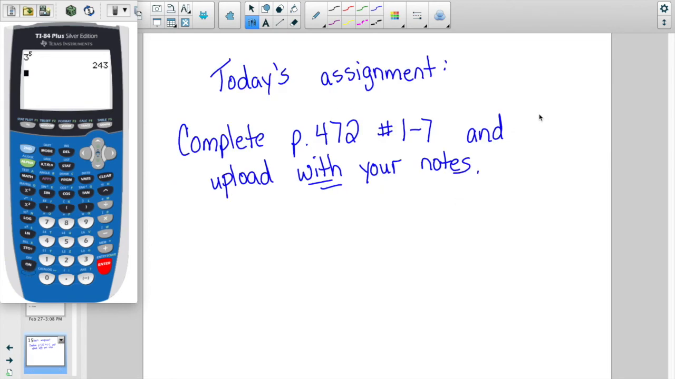So today's assignment is to complete page 472, numbers 1 through 7. And it's not graphing logs. They are just as easy as the ones I just did, where you just had to switch from log form to exponential form, or vice versa. Or you might have to evaluate a logarithm by asking yourself that question. 7 problems, not hard. Do them at the end of your notes. Upload those with your notes as a PDF. Thanks.